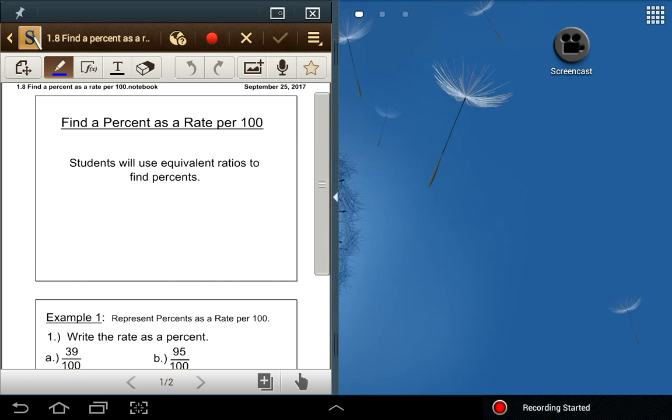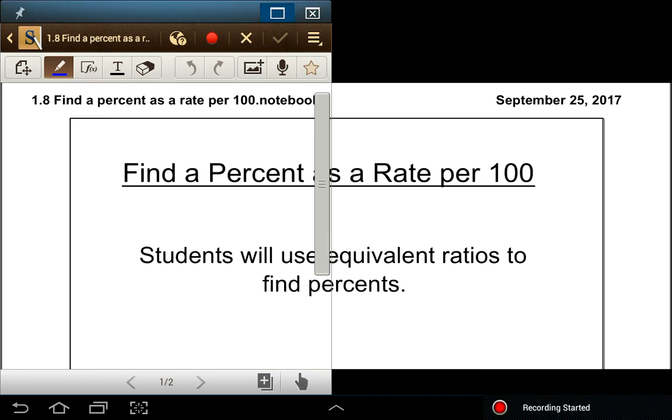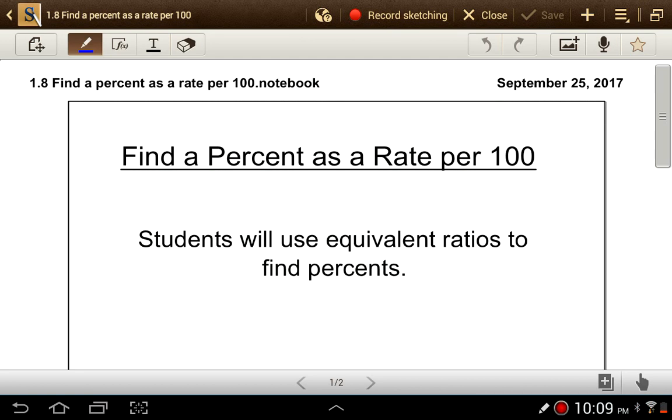Okay, here's our video on how to find the percent as a rate per 100. We're going to be talking about percents and how it relates to ratios and rates. We're going to use equivalent ratios to find these percents in these examples.